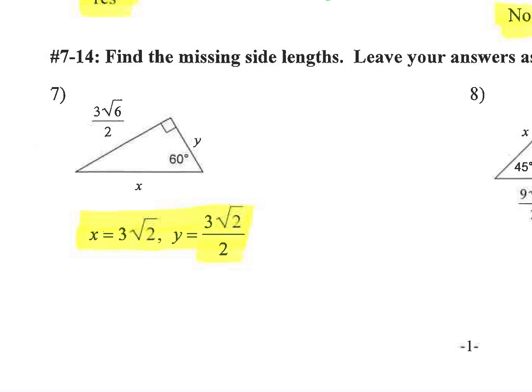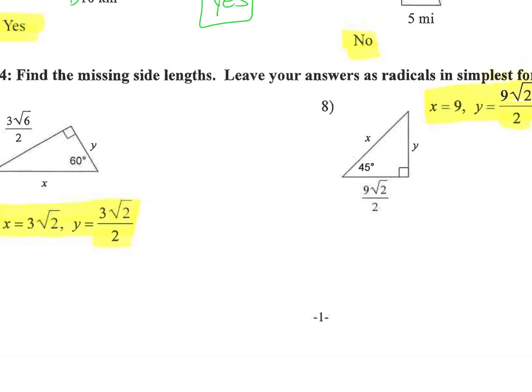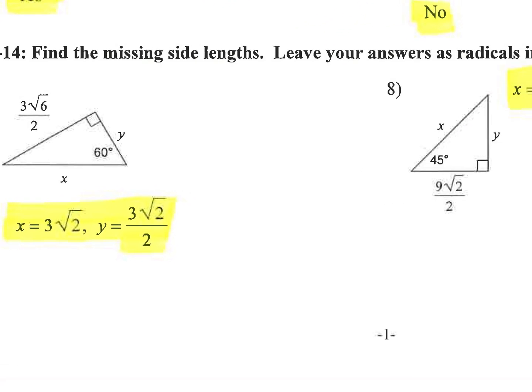I'm going to work 7 and 8 with you. So these say find the missing side lengths, leave your answers as radicals in simplest form. Now these are ones that are harder. Okay? A lot of students struggled with this section. Mainly because I think you had to leave your answers in radical form. But these are your special right triangles, 30, 60, 90, and 45, 45, 90. So let's write down the formulas for those. 30, 60, 90.